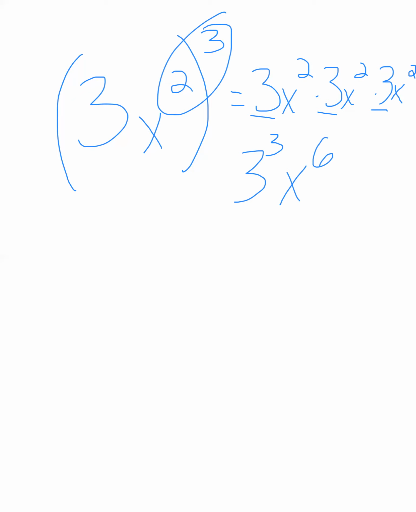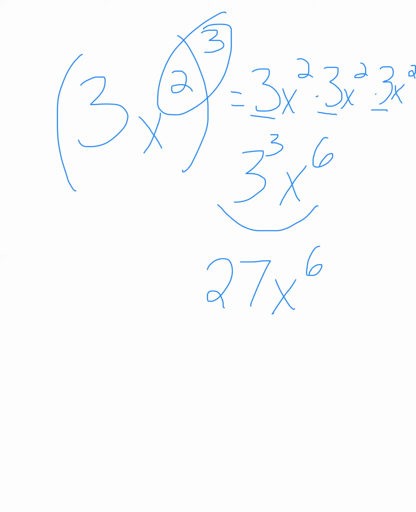So you could leave your answer like this. Since 3 to the third is not that big of a number, you probably want to do that one out. 3 times 3 times 3 is just 27. So you get 27x to the 6th.